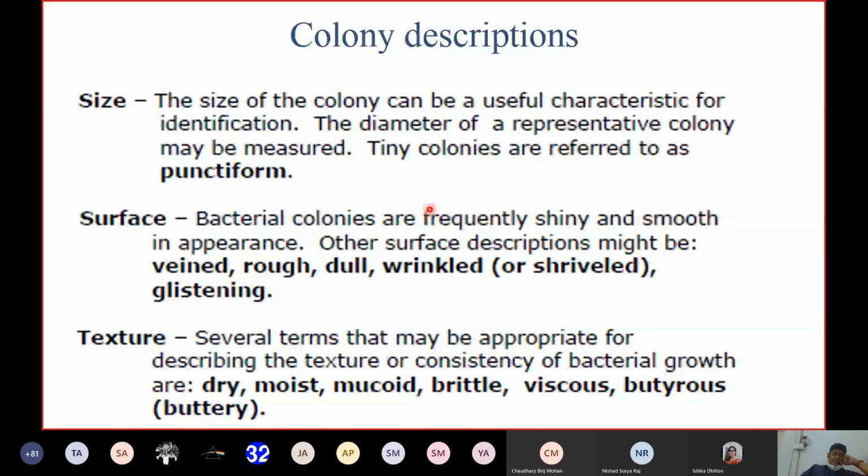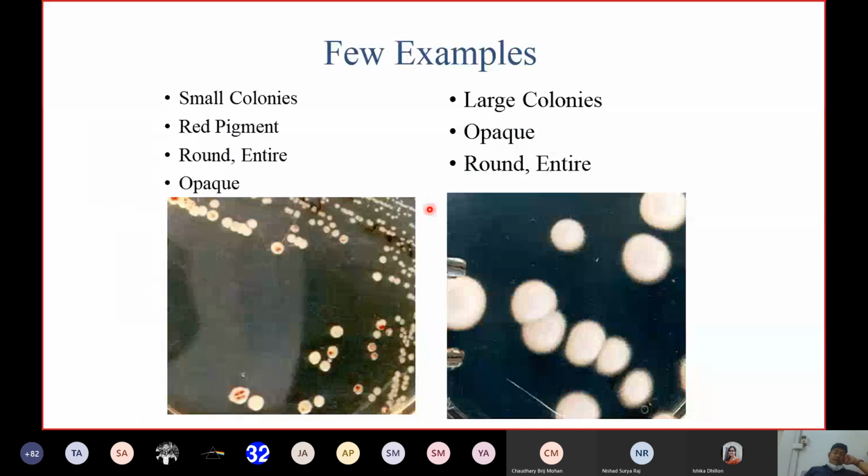Here you can see, again I have written small colonies, but do not get confused. While you are describing, you have to make a habit to write the approximate diameter. Here in the picture we cannot say what the diameter of the colony is, because if the picture is taken from near, then the diameter looks bigger, otherwise it looks smaller. That's why I have simply said small colonies. I haven't mentioned the diameter. Pigment is there, red pigment, and it is round. The margin is round and entire. That means it is regular, and opaque. No light will transfer from one side to the other.